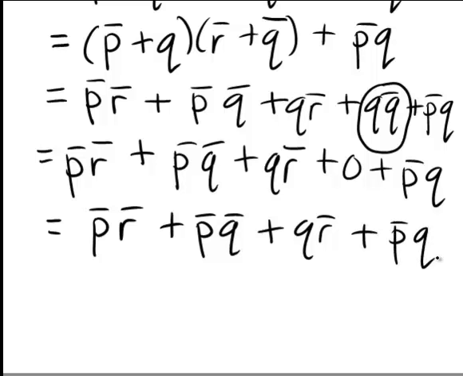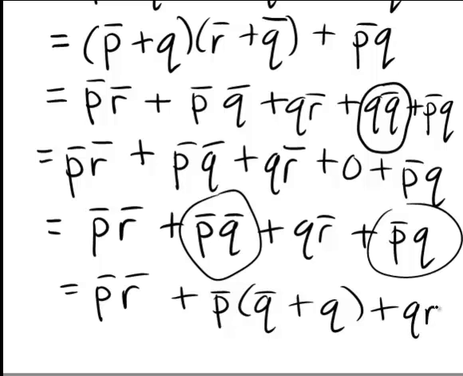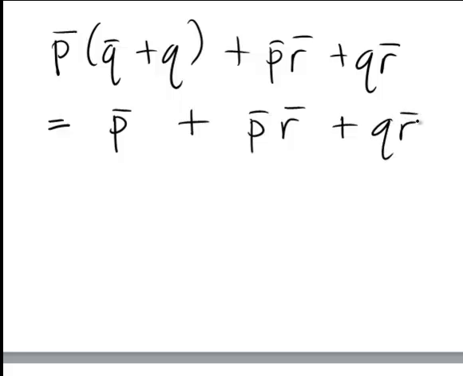Can we do anything else with this now? Notice we've got a p-bar q-bar and a p-bar q. So we could take p-bar out as a common factor from that part, giving p-bar times (q-bar plus q). And we're also still left with that q r-bar term there. And once again, q-bar plus q just gives us 1, so this becomes p-bar times 1, which is just p-bar. So we now have p-bar plus p-bar r-bar plus q r-bar.